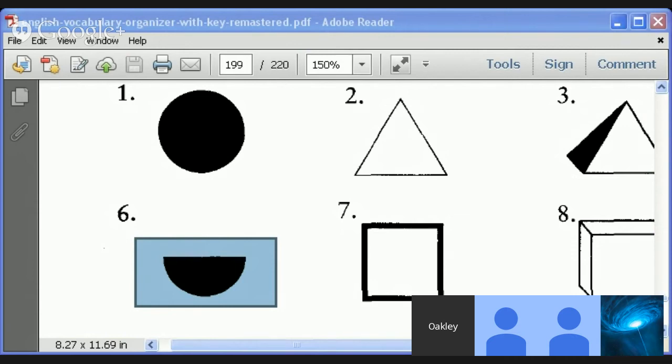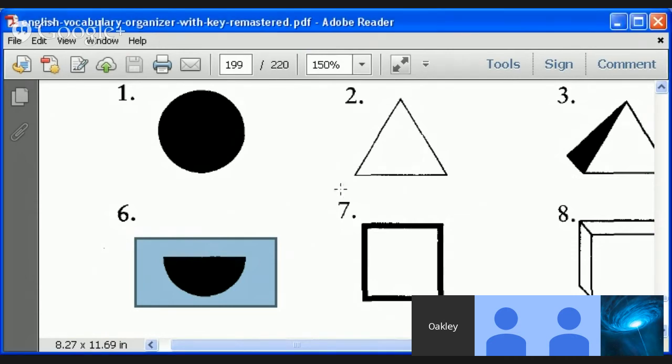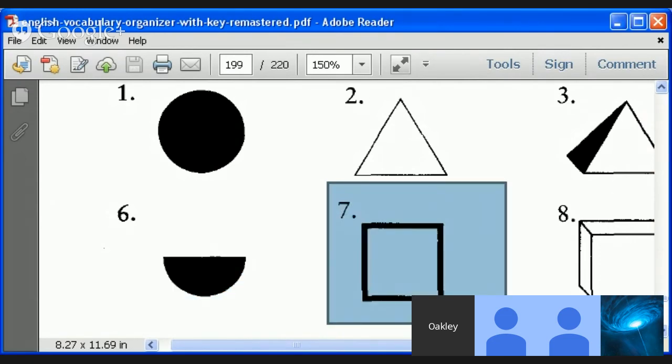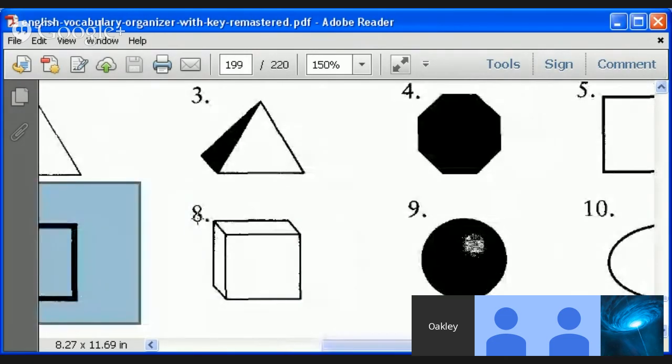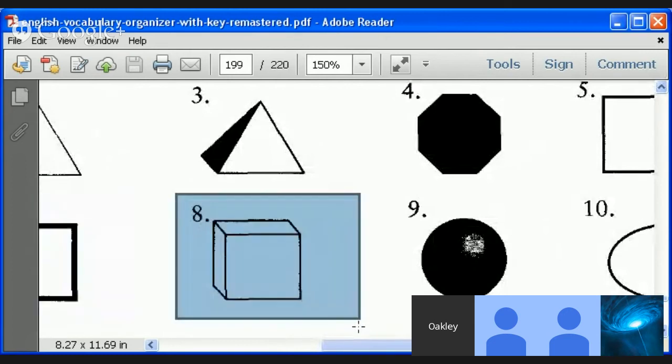Okay. Mustafa, number 7. Square. Obviously a square. Okay, that's an easy one. Okay. Claudio, how about number 8? It's a cube. A cube. Yep, it's a cube. Okay. Three-dimensional square is a cube, right?